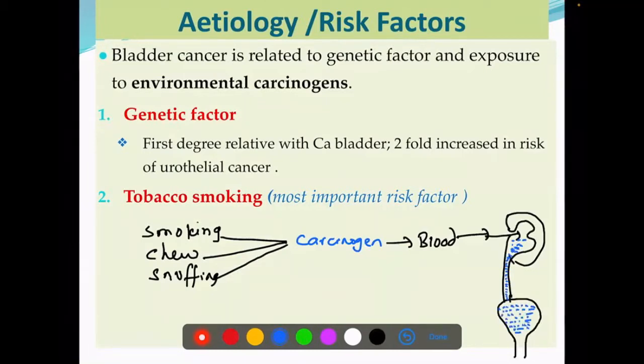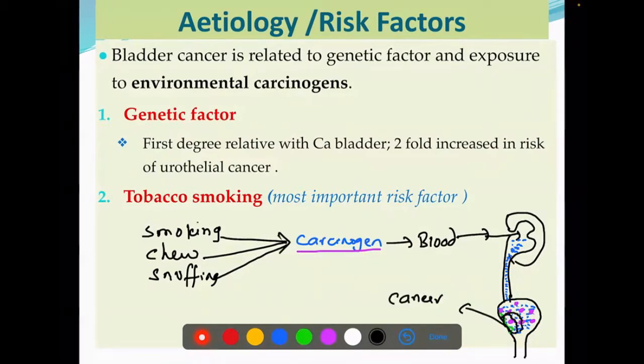And these carcinogens, you know, they start to irritate the bladder mucosa. Okay? And those who smoke, they don't smoke for one day. They smoke for years and years and years. So this insult to the mucosa goes on for years and years. And at some point in time, there will be a mutation in the mucosal cells. Cells of the mucosa get mutated, okay? And once they get mutated, now they form cancer.